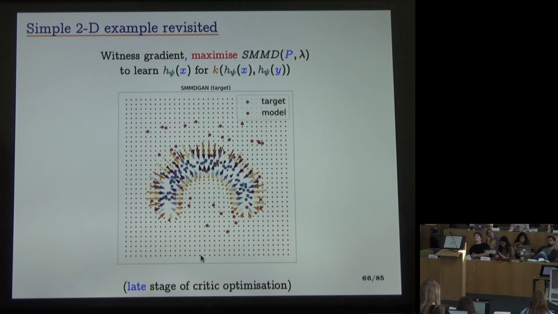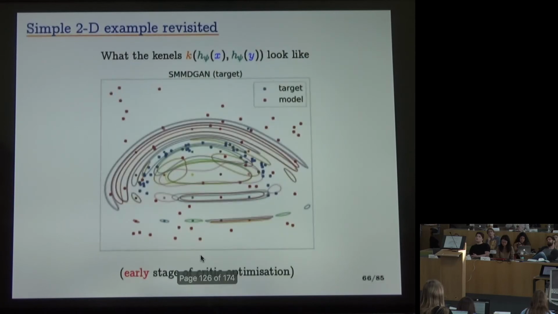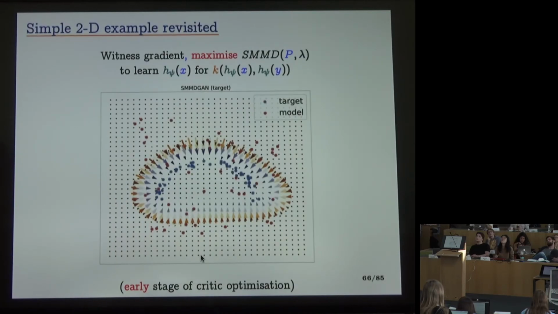So at the start of the optimization, this would be a terrible critic because it would only give a signal to my generator when it was near the target. In the early stages of optimization, this is a great critic because it's telling me where to move my points to approach my target. Of course, in the late stages, it's not such a good critic because it's too diffuse.